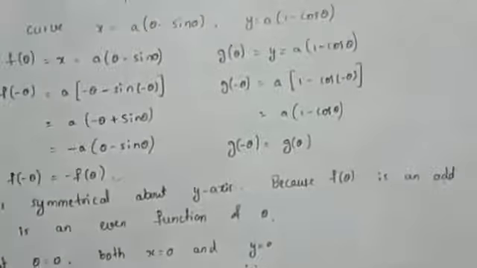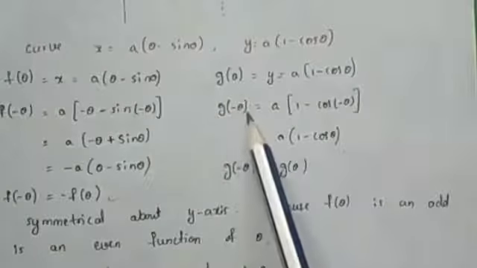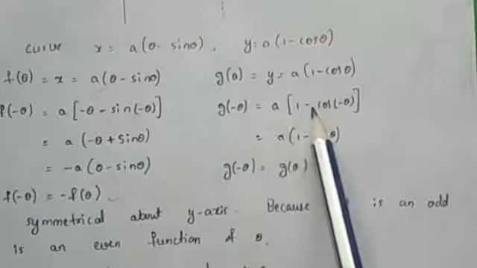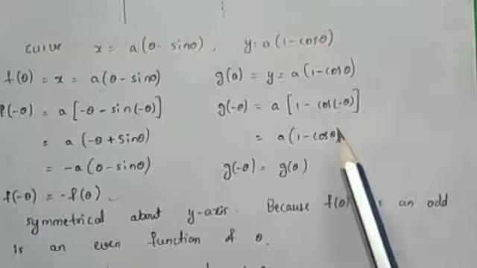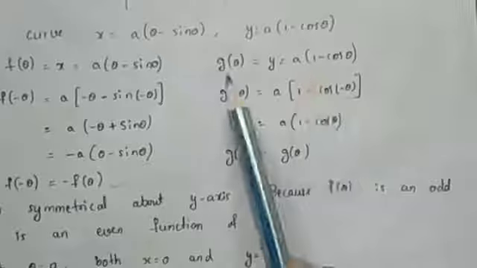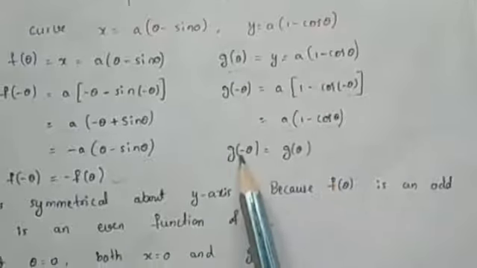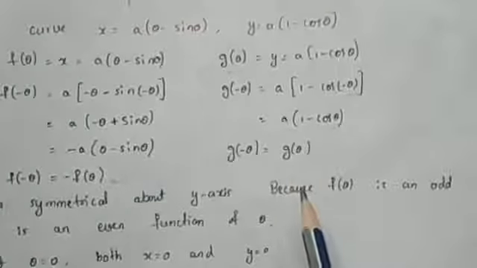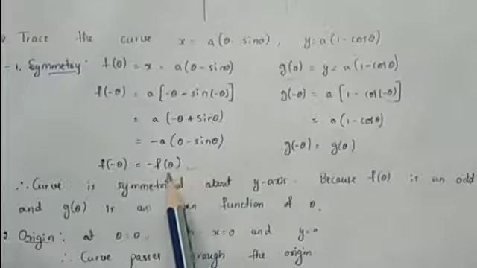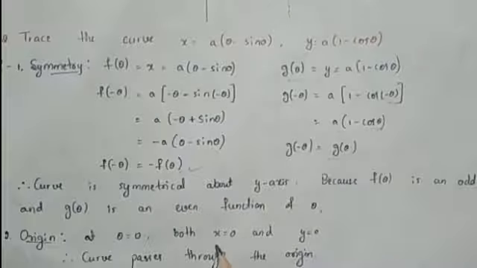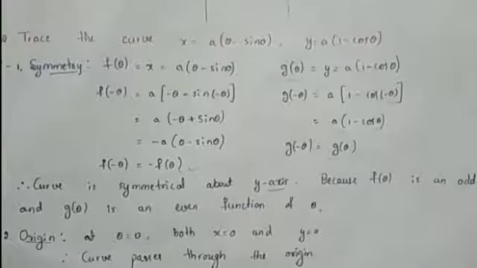Next, replacing theta by minus theta, g of minus theta is equal to a into 1 minus cos of minus theta. Cos of minus theta is cos theta, so a into 1 minus cos theta is g of theta. You replace theta by minus theta and the equation stays the same. Clearly f of theta is an odd function of theta and g of theta is an even function of theta. Therefore the curve is symmetrical about the y-axis.